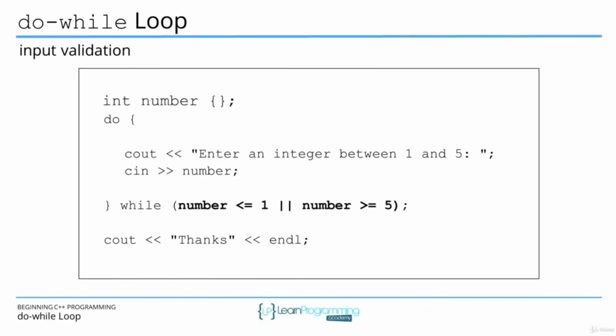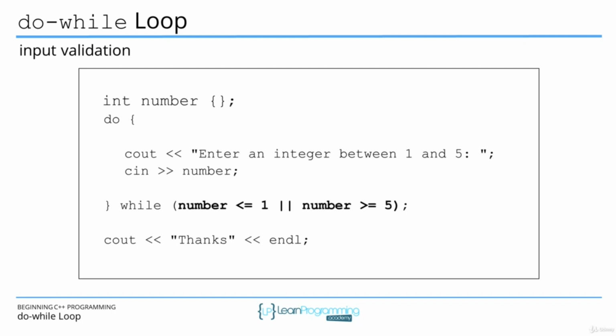In this example, we execute the body of the loop, then test the condition. So we ask the user for a number between 1 and 5 and assign it to the variable number. Then we test to see if number is out of range. If it is, then we loop again. If it is in range, then the loop terminates. You can see how much cleaner the logic is in this case.